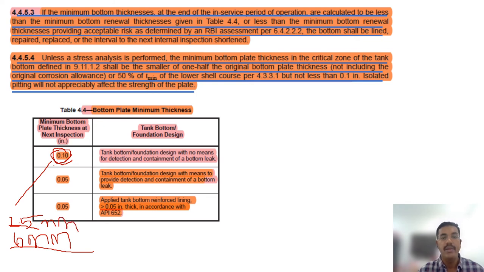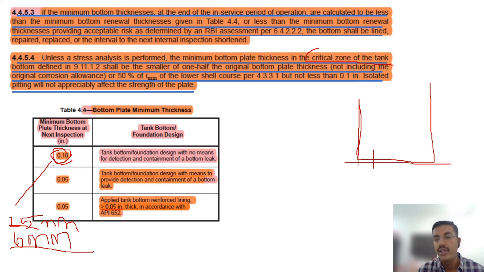So here there are some bullet points they have mentioned. Unless a stress analysis is performed, the minimum bottom plate thickness in the critical zone of the tank, this is important, critical zone, which I told, critical zone means, if this is the tank, this is the bottom plate, okay, 3 inch from the shell is the critical zone, okay. 3 inch from the shell plate is called critical zone.